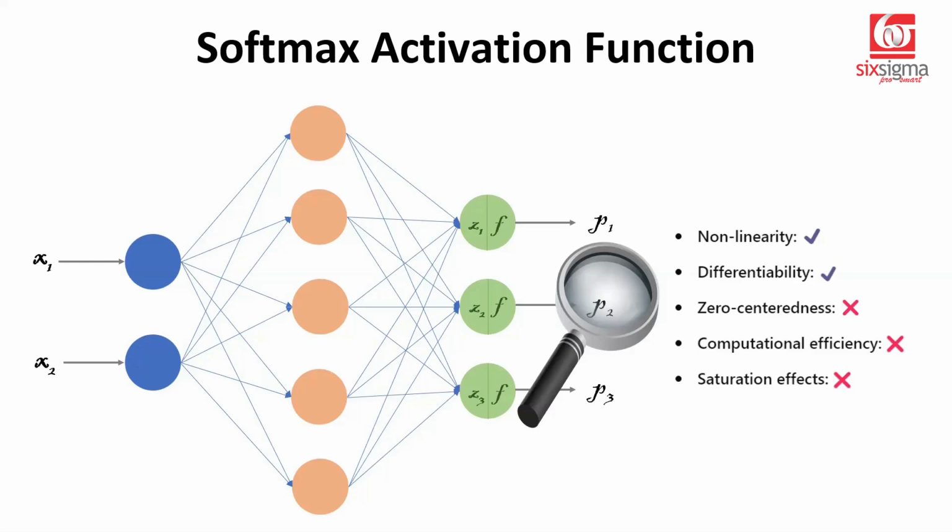So we've understood what a softmax activation is, why it is not suitable for being used at the hidden layer stage, and how it is different from the other activation functions. We also looked at it through the magnifying glass, and we now understand what its strengths and weaknesses are. Hope this helps.